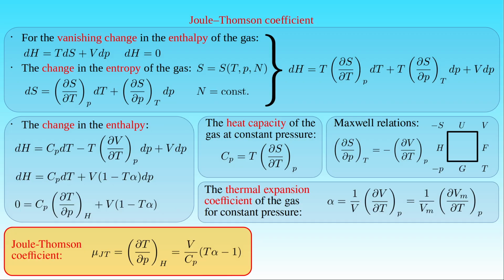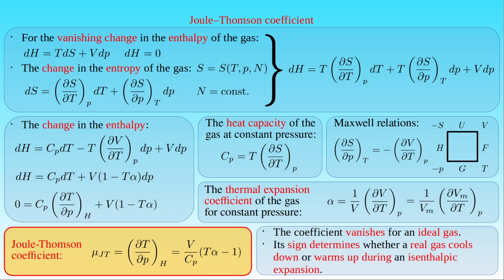This coefficient describing the Joule-Thomson effect for real gases vanishes for an ideal gas since there is no change in the temperature of an ideal gas during its free expansion. The Joule-Thomson coefficient is a function of the temperature and volume of a real gas, and its sign determines whether it cools down or warms up during an isenthalpic expansion.